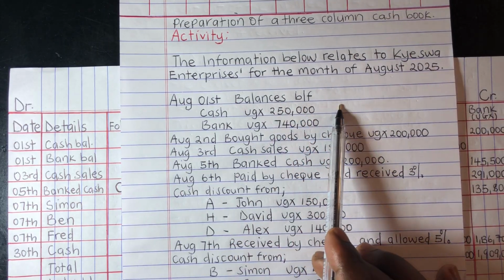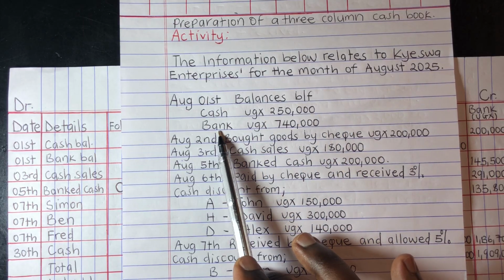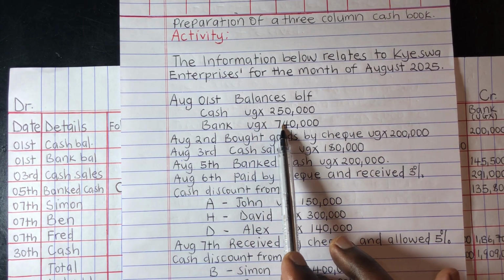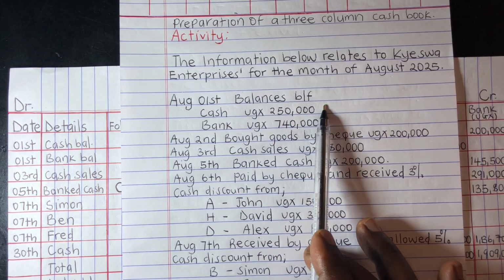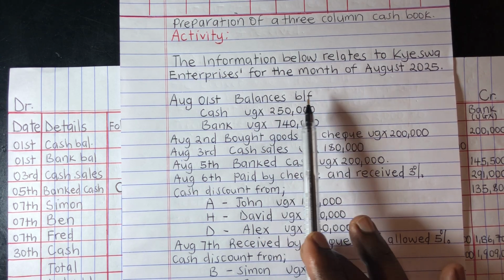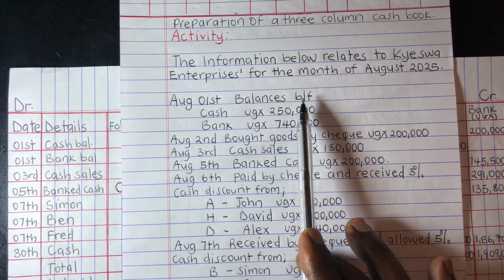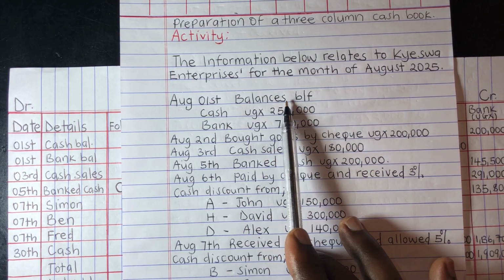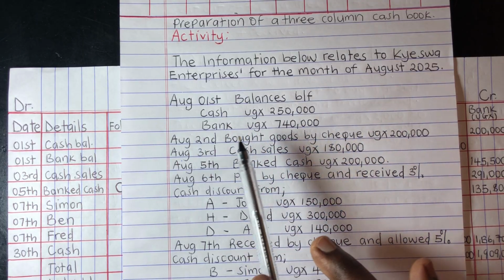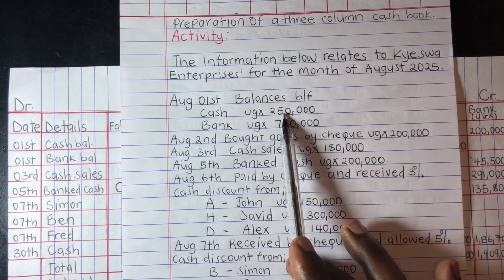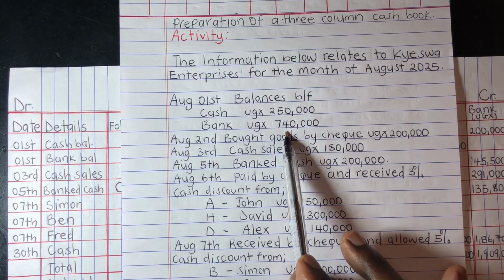August, balances were cash, we had 250,000. Then the bank balance was 740,000. So we say balance brought forward or balance brought down, abbreviated as B/F or B/D. It means the money that remained in the previous month that is carried on to the next month. So we are receiving money, and we are going to record this on the debit side.